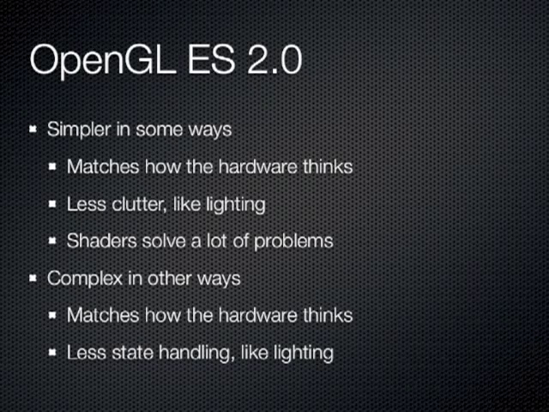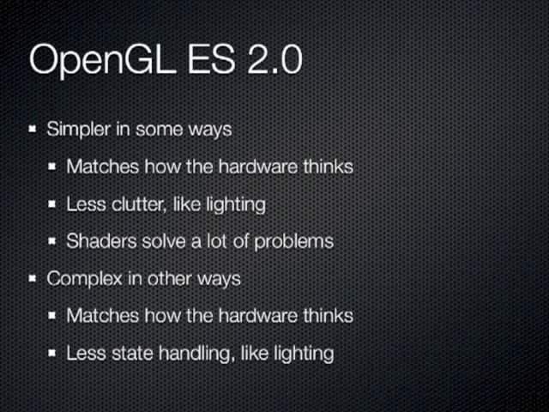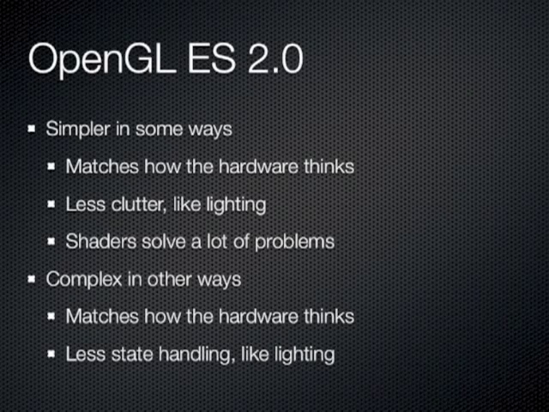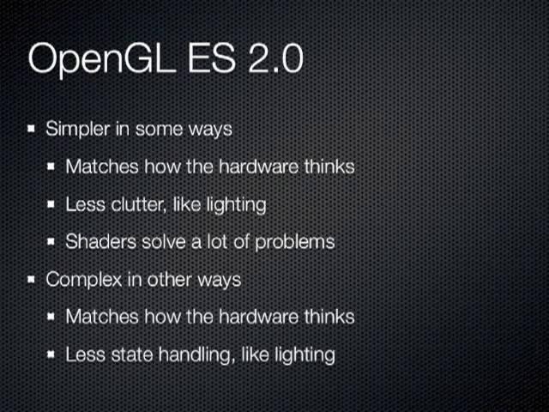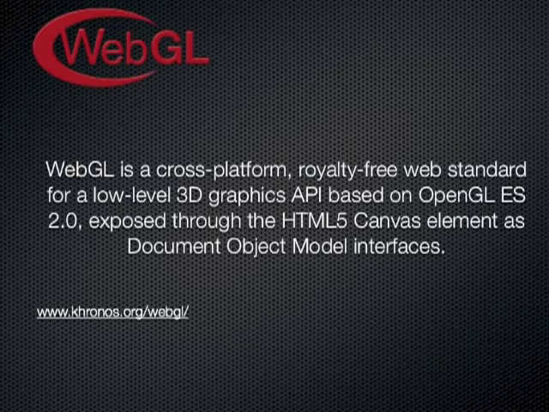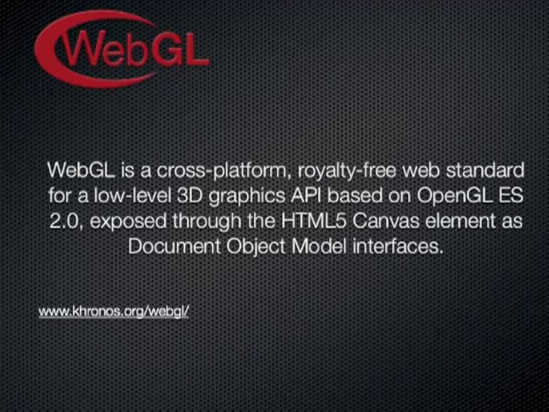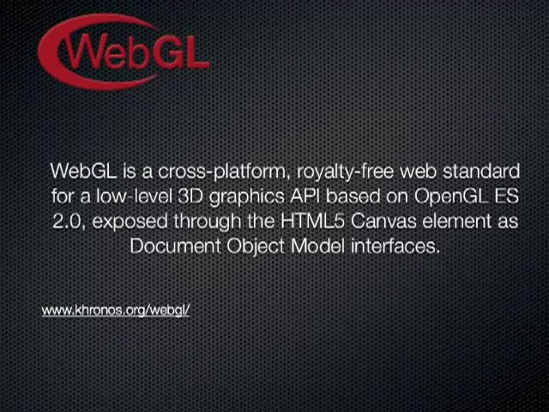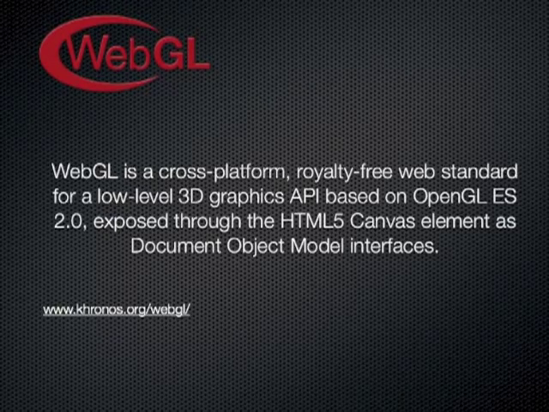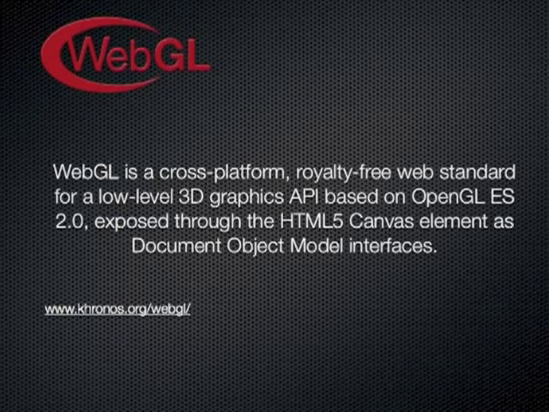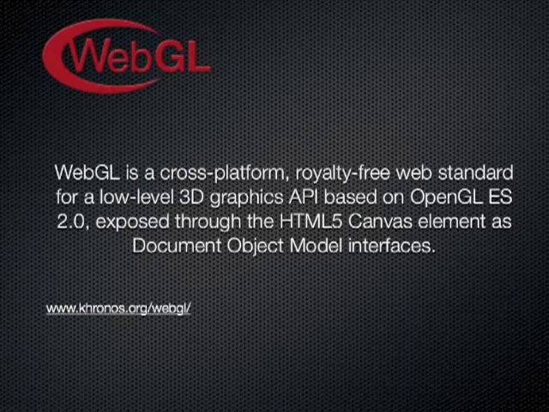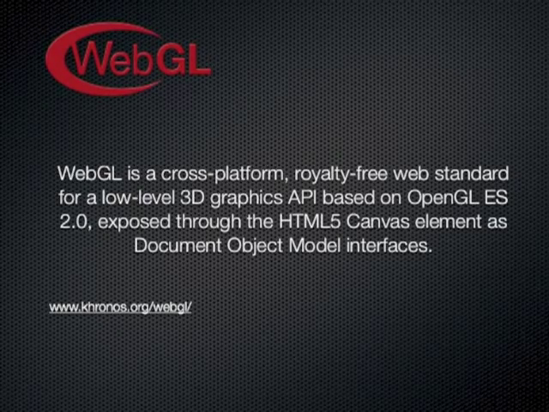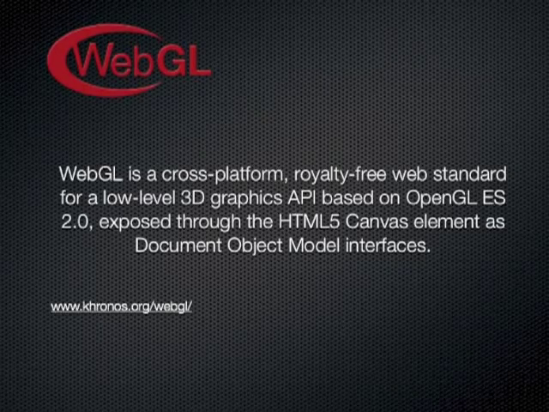Because it matches how the hardware thinks, it's not terribly intuitive. And there's less state handling. If you needed that lighting, then it's going to be a little annoying that it's gone in 2.0. One other big advantage to OpenGL ES 2.0 is that it matches WebGL. And WebGL, and again, here's the definition from Khronos, is a cross-platform toolkit that people are integrating into their browsers. So if you learn OpenGL ES 2.0, then you'll have a foot up on WebGL, and that would be nice if you ever feel the urge to move to the web. Obviously, you still have to do JavaScript programming, but this gives you an advantage because a lot of the algorithms will map over to WebGL.